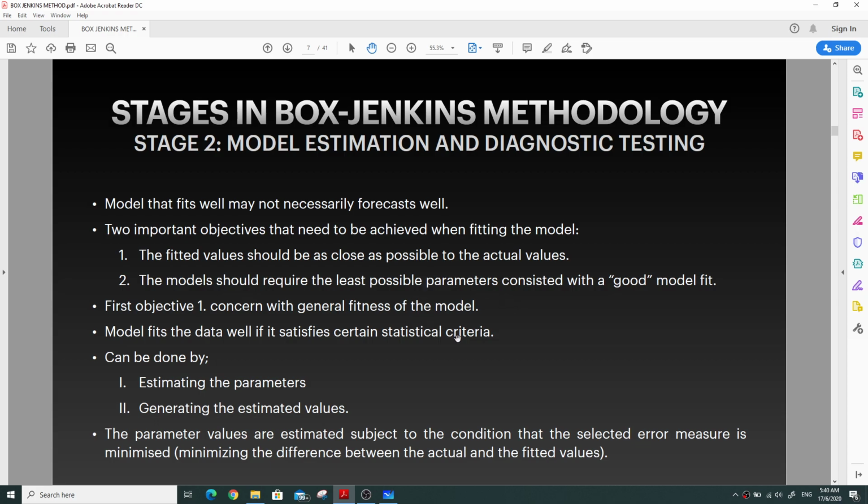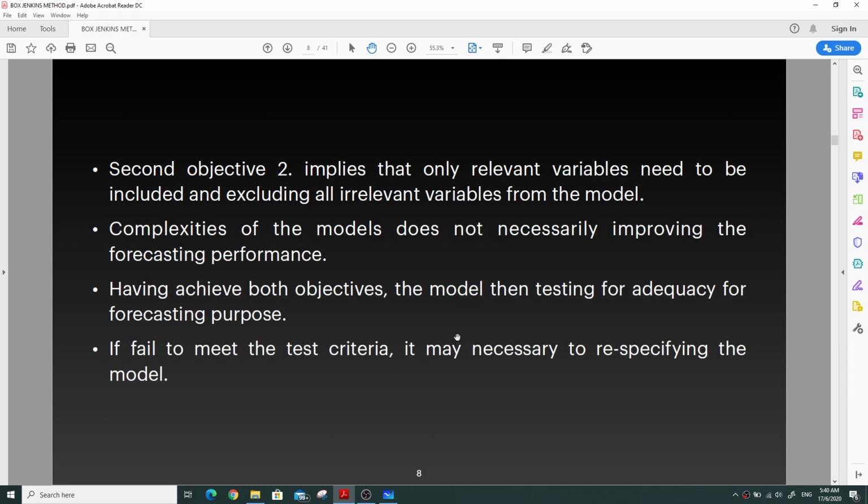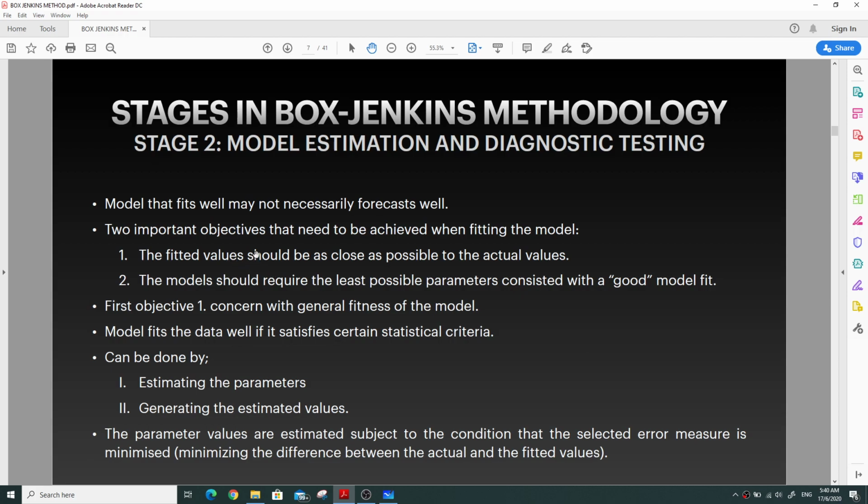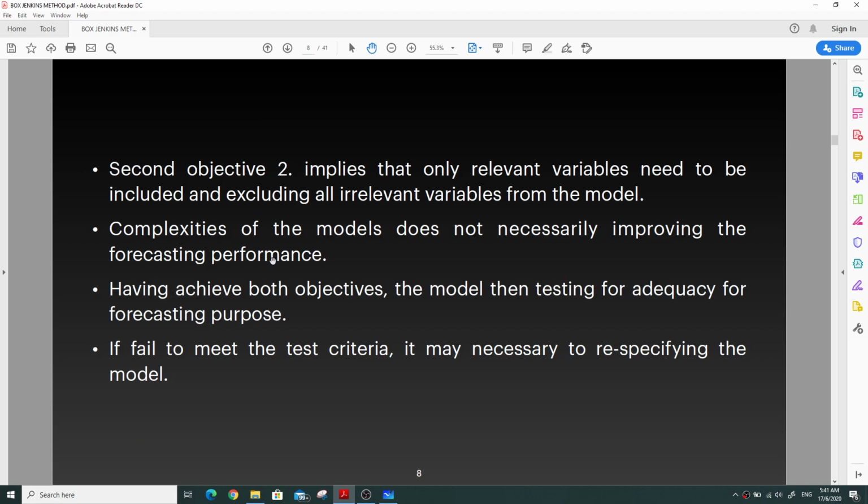So we will run several statistical tests to ensure that our time series fits well. The first objective is to make sure that the difference between actual and fitted value is as close as possible. The second objective implies that only relevant variables need to be included and all irrelevant variables excluded. Why? I will discuss it later when I introduce the mathematical function of the Box-Jenkins method.